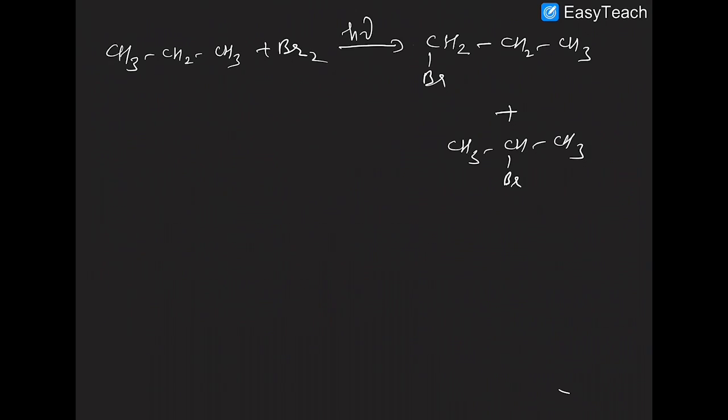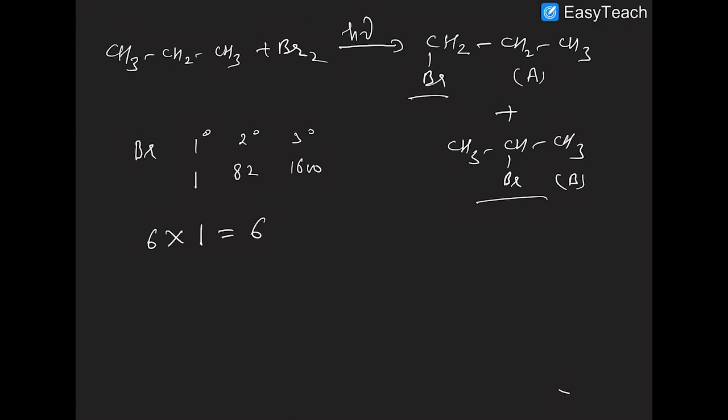So in case of bromine, what happens? You can have 1-bromopropane and 2-bromopropane. Now in case of bromine, you know that the primary, secondary and tertiary probability is 1:82:1600. So this is product A, this is product B. In propane there are 6 primary hydrogens and the probability factor is 1. There are 2 secondary hydrogens and the probability factor is 82. So it comes out to be 164. So the total probability factor comes out to be 170.